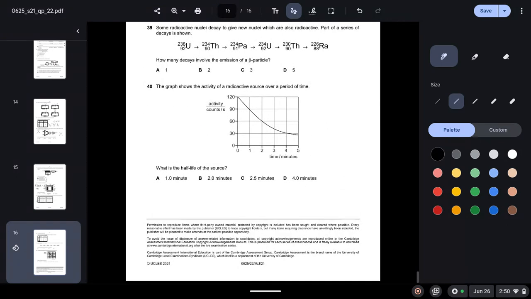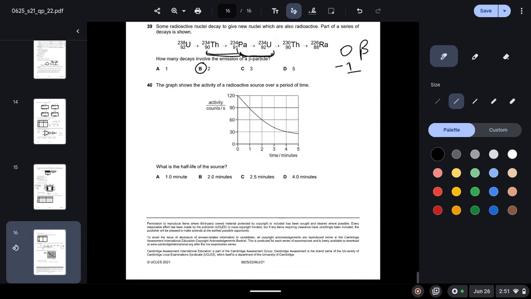Some radioactive nuclei decay to give new nuclei which are also radioactive. Part of a series of decays is shown. How many decays involve the emission of a beta particle? So we know that the beta particle is of this nature. There is an increase in proton. So in two cases you can see an increase in proton, in the proton number. So two decays involve emission of a beta particle.